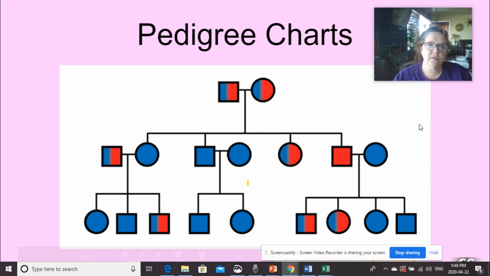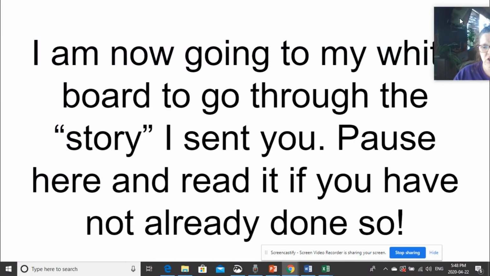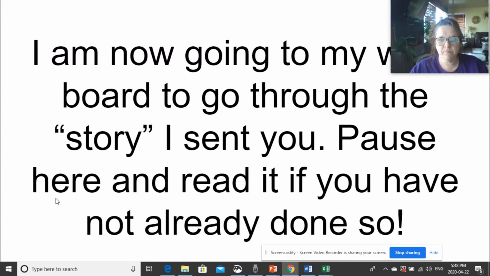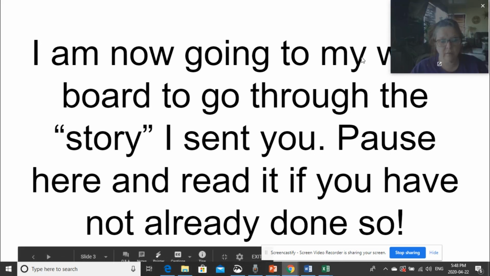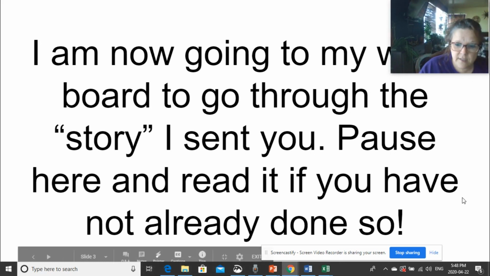So what I think is most helpful is to actually work through a family tree with a recessive autosomal condition and see how that actually works. So I'm going to go to my whiteboard, and I have sent you a story. If you pause here and read it, if you've not already done so, it's going to make a lot more sense. So do that, and we'll go do it on the whiteboard.